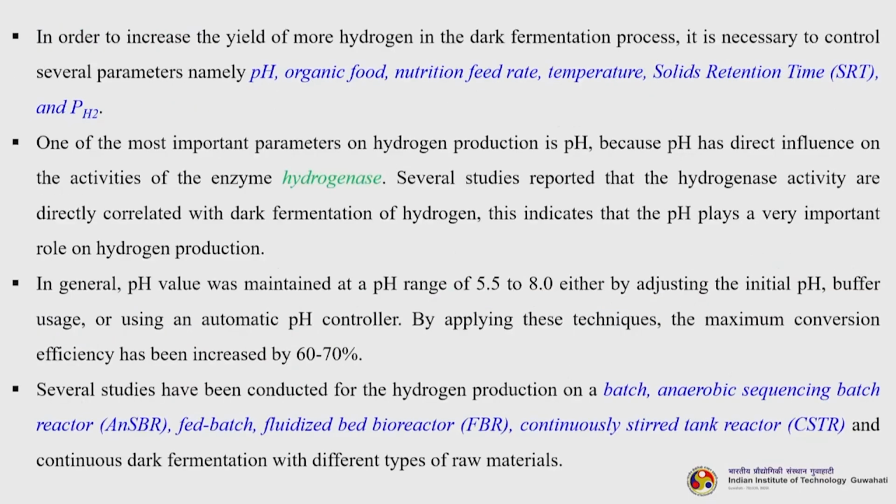So, in order to increase the yield of hydrogen in the dark fermentation process, it is necessary to control several parameters, namely pH, organic food, nutrition feed rate, temperature, solid retention time, and the partial pressure of hydrogen. One of the most important parameters for hydrogen production is pH, because pH has a direct influence on the activity of the enzyme hydrogenase. Several studies reported that hydrogenase activity is directly correlated with dark fermentative hydrogen production. This indicates that pH plays a very important role in hydrogen production.